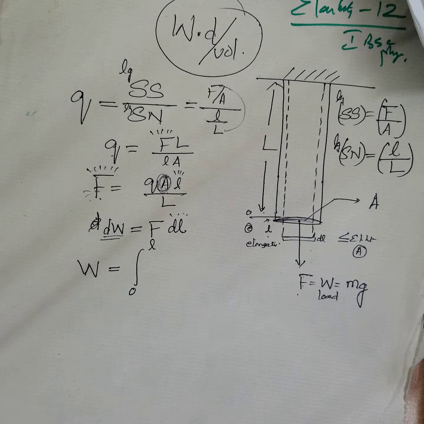That means half F into l by area into capital L, or half F by A and small l by L. Can you follow? Force per unit area is longitudinal stress. Extension by original length is called strain. Therefore, work done per unit volume of the material is equal to half into stress and strain.